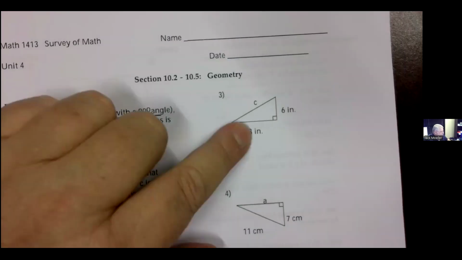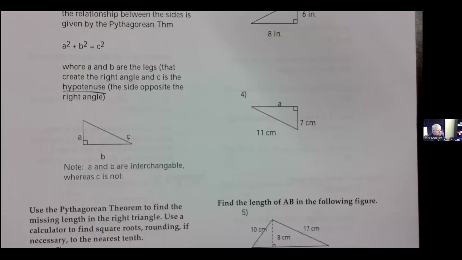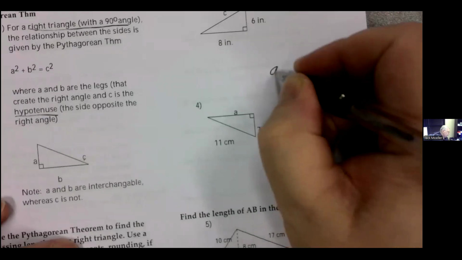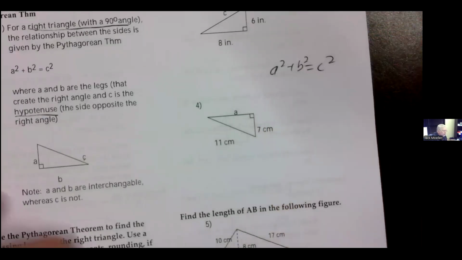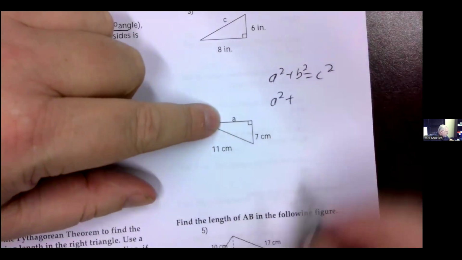Okay. What happens if, let's see, number 3 is pretty much the same as 2 because we're still trying to find the hypotenuse. I'm going to skip down to 4. So now we don't know a. We've got a squared plus b squared equals c squared. Always start with your formula. Okay, we don't know a in this case. That's going to stay a squared.